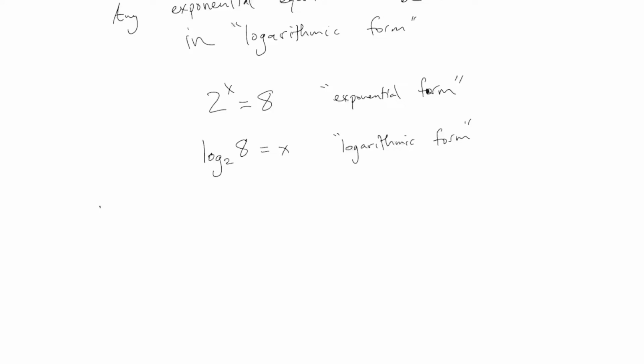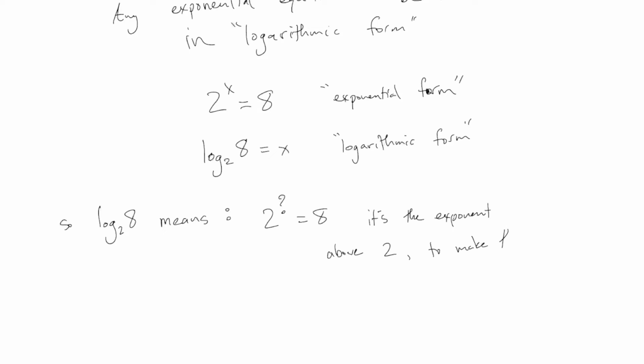So what does that mean? So log base 2 of 8, it means this is a number. It means this number such that when you do 2 to some power equals 8. So it means 2 to the power equals 8. What is the exponent that you need to do in 2 to some power to get an answer of 8? All right? So it's the exponent above 2 to make the answer 8.